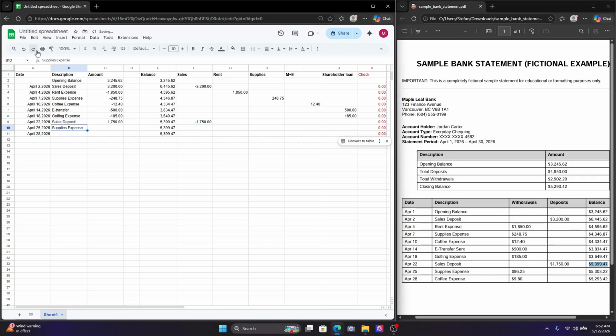We have again supplies, looking at 96.25, negative number, it went down. Our supplies amount, let's say we made an error. Okay, so we inputted the sales deposit amount. So we accidentally misclicked. We didn't do negative 96.25. We clicked negative 1750. Look at that. We have a number here in our check, so we know this is incorrect.